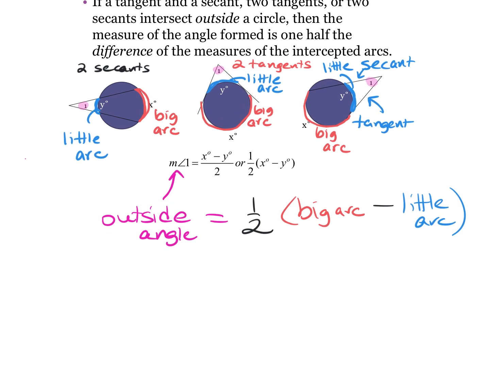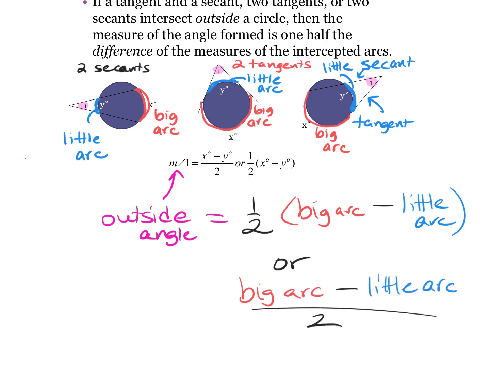Now you could also do big minus little, so big arc minus little arc, and then divide by 2 instead of 1/2. So you could do it either way. The bigger arc will be the arc that is farthest from the outside angle, subtract the arc that's closer to the angle, and then multiply by 1/2 or divide by 2. Or you can memorize the formula there with the x's and the y's. It's up to you. However, all three scenarios use the same formula.